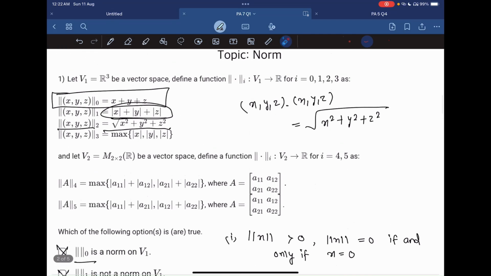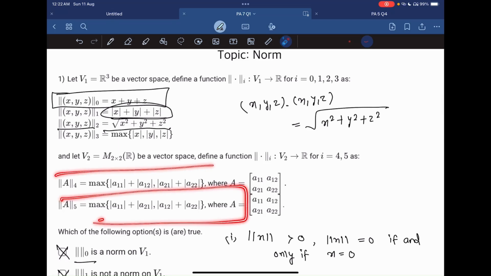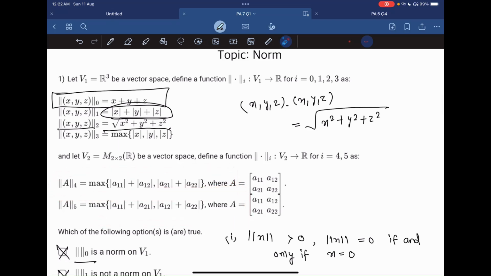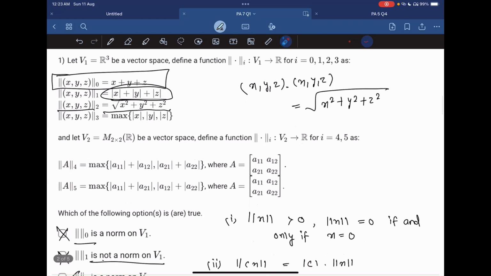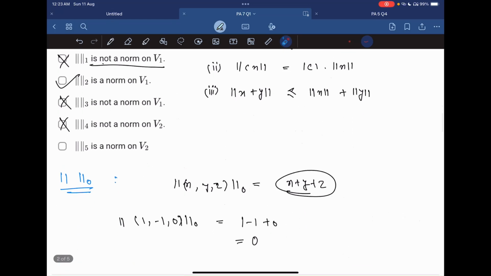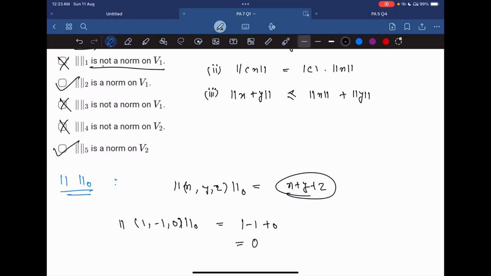Now for the fifth, if we look at the fifth and the fourth, there isn't much difference. Here it is A12, here it is A21, and here it is A21 and A12. Basically, these two are swapped, and that's all. So it's not going to affect much overall. It is technically the same as the fourth one, so this will also be considered a norm. So that's why the fifth option is also correct.